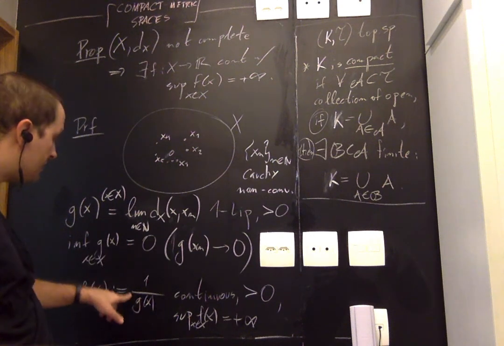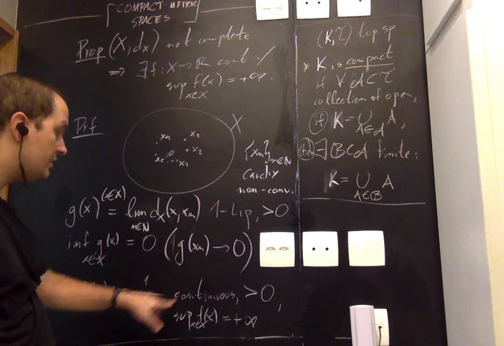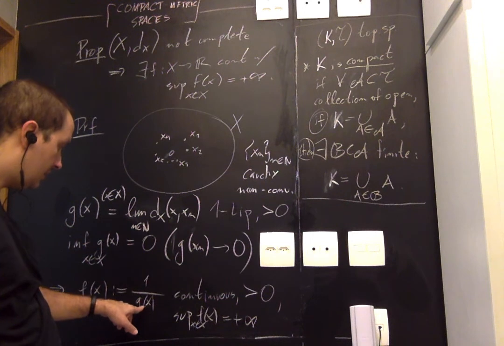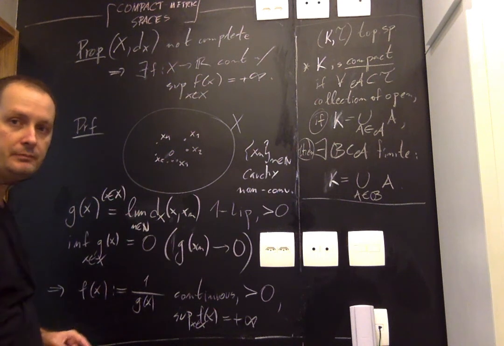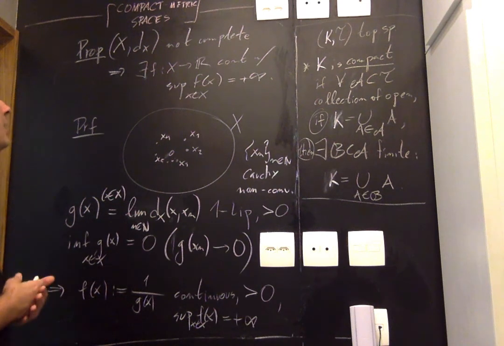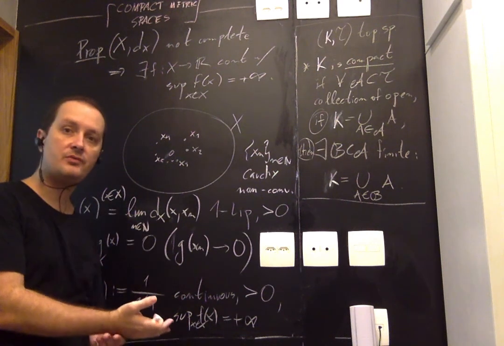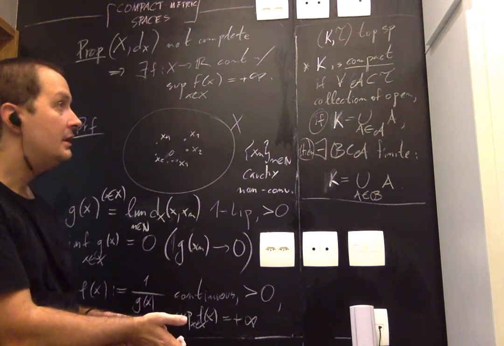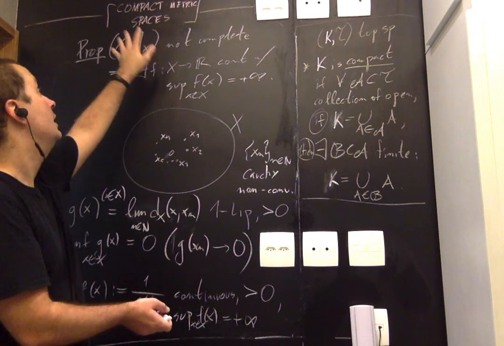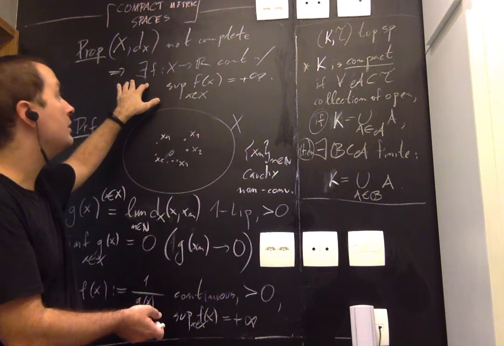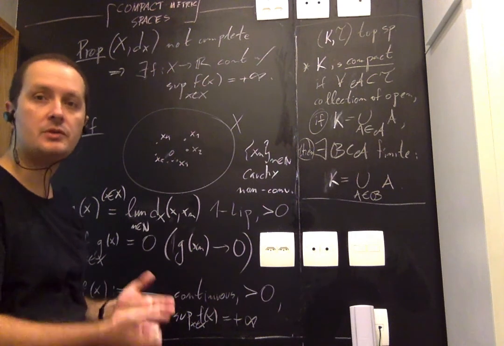So if g is never 0, 1 over g, which I define as f, is a continuous function that's positive, and its supremum is infinity, because g gets smaller and smaller, f gets larger and larger. And then we're done. So at the very least, we proved part of an implication that we have. What we said is that if all continuous functions from X to R are bounded, then your metric space has to be complete. Here we proved it in contrapositive form. If X is not complete, there exists at least one continuous function over X with values in R whose supremum is plus infinity. The function is not bounded.